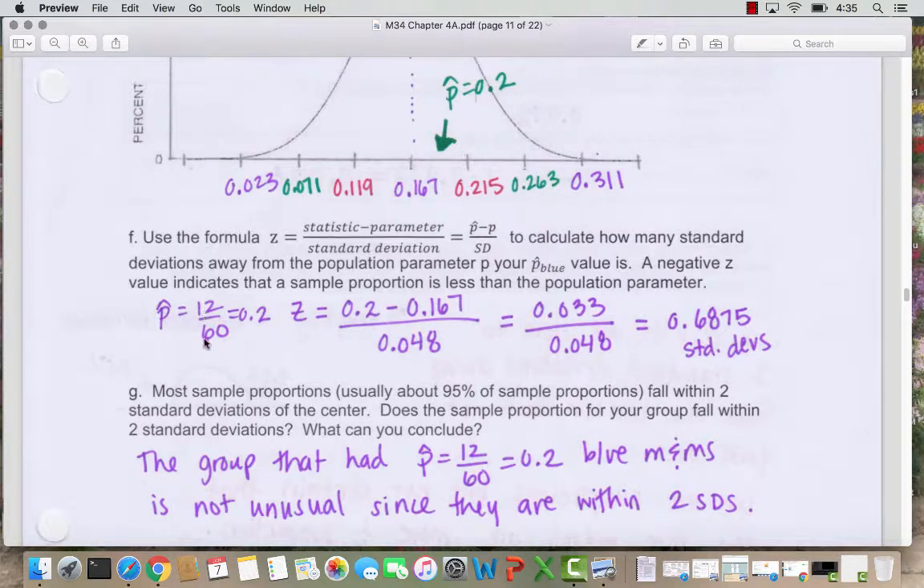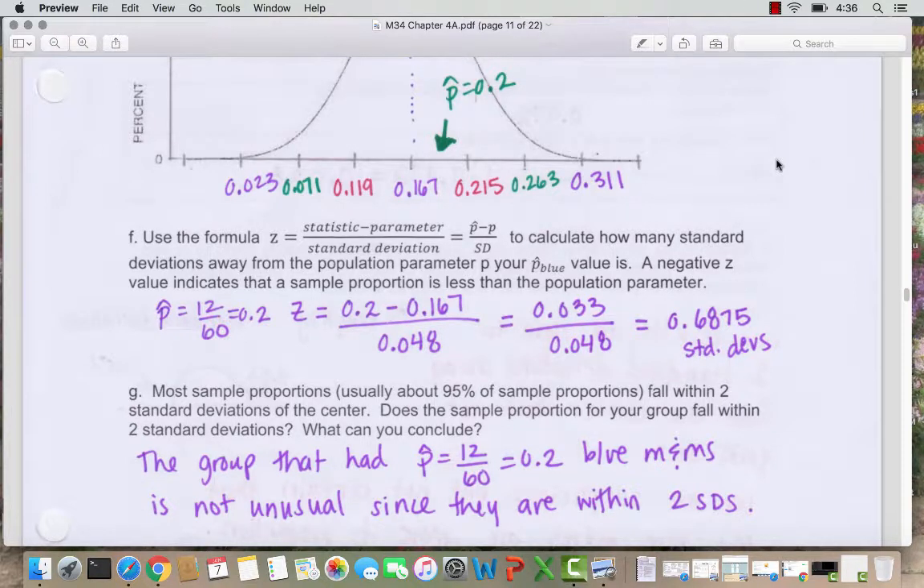So p hat here was 12 out of 60. I believe this came from one of the groups in the class last semester. That works out to be 0.2. So if we do our Z-score calculation to figure out how many standard deviations away this is, 0.2 minus 0.167 gives us a positive 0.033. We divide by the standard deviation, and we get 0.06875, a little bit above the mean, but within positive 1 standard deviation. So most sample proportions, we could say usually about 95%, fall within 2 standard deviations of the center.